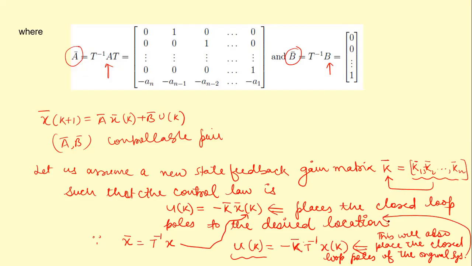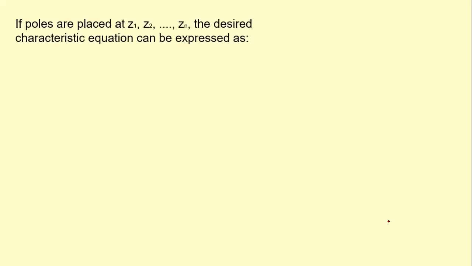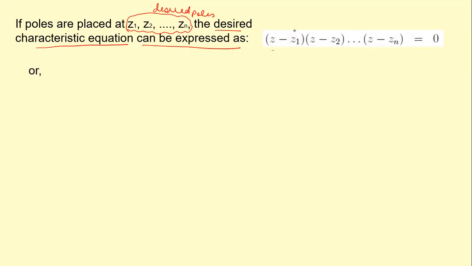So now, if we see all the poles, these are, let us say, the desired poles, right? Okay, so these desired poles will give us a desired characteristic equation, and that characteristic equation is given here. So we can simplify this characteristic equation to get this one. This is, let us say, equation number 4, right?